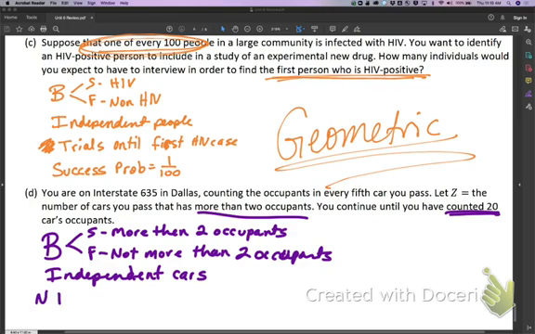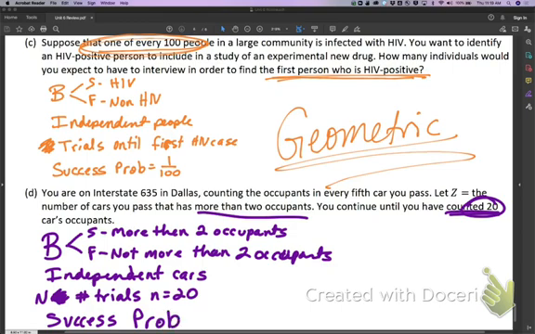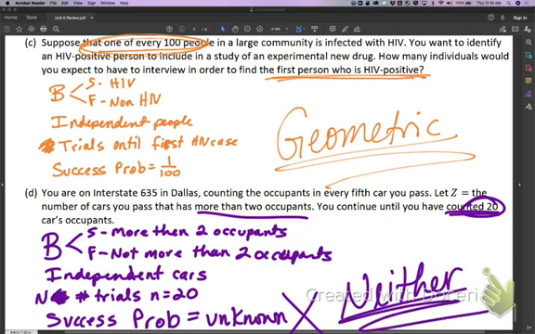All right, do we have a set number of trials or trials until success? It tells us we're going to do this 20 times, so it looks like we have a number of trials of N equals 20. Now, what about our success probability? What is the probability that I drive past a car and they have more than 2 occupants? It is unknown. Therefore, fail. This is neither. It was kind of looking binomial, but it failed.